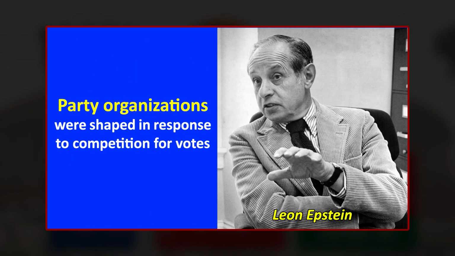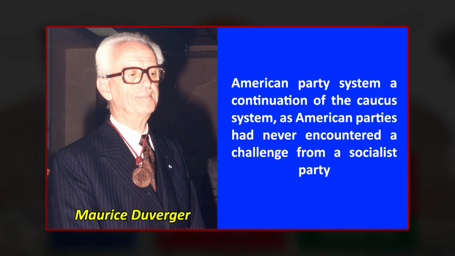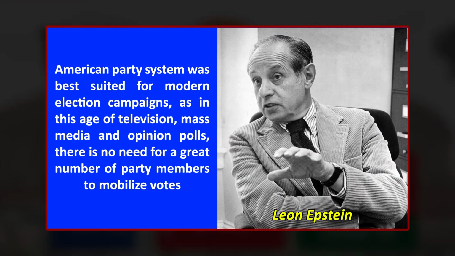But Epstein says that party organizations were shaped in response to competition for votes. He also questioned Duverger's European bias. Duverger considered the American party system a continuation of the caucus system, as American parties had never encountered a challenge from a socialist party. Epstein, in contrast, thought that the American party system was best suited for modern election campaigns.